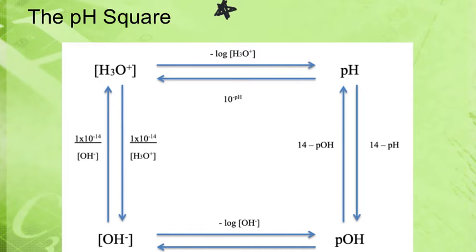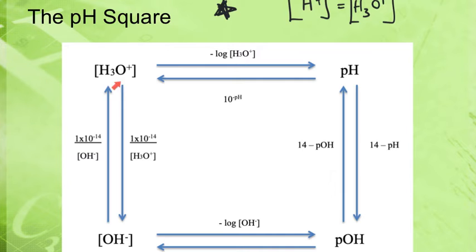Okay, so like I said, this box here, it's called the pH square. It's very convenient. It tells you how to move from one particular thing in the pH equations to another without having to do a whole lot of thinking. Just for our reminder here, when you see a hydrogen ion, it's the same thing as a hydronium ion. So if you see a hydrogen ion concentration, we will treat that the same as a hydronium ion concentration, okay?